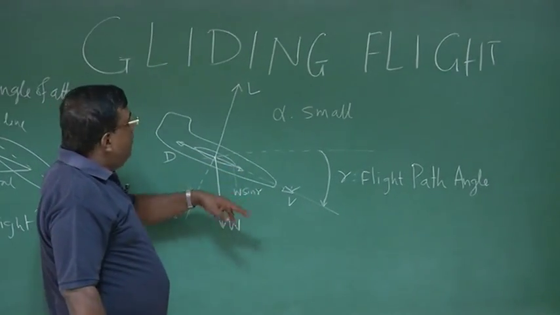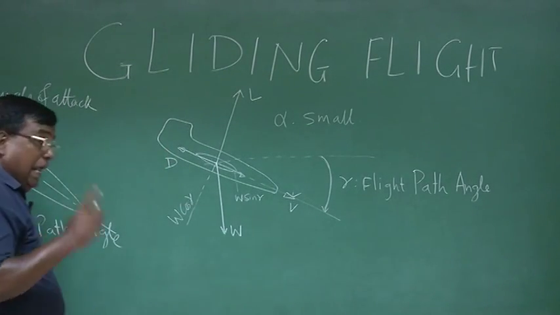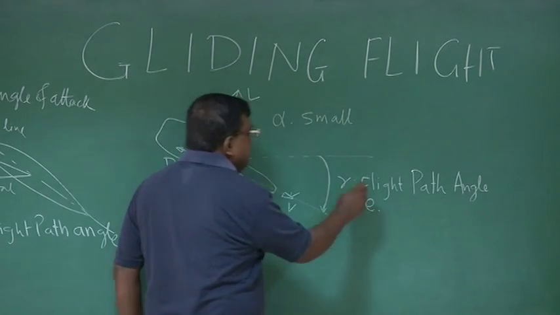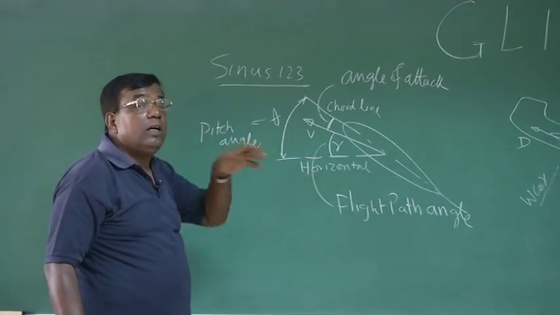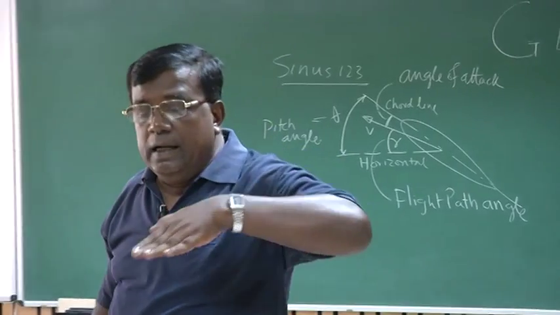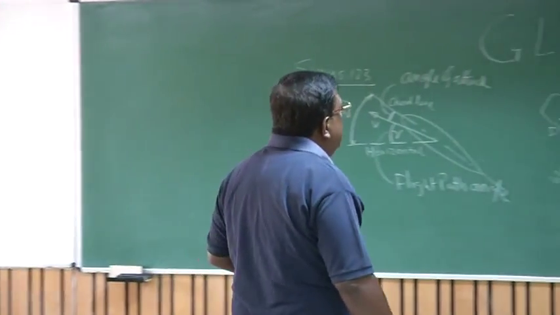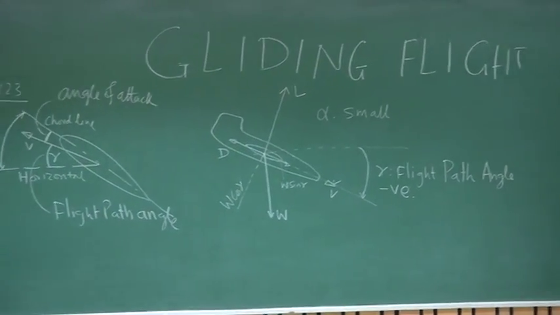Once we understand this drawing with clarity, gamma is the flight path angle, and here it is negative. The convention is that gamma is positive when you are climbing. When I am descending, the flight path angle is negative. Okay? If this diagram is clear, now let us see.